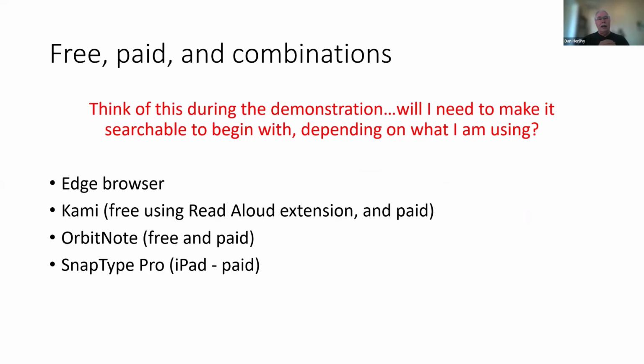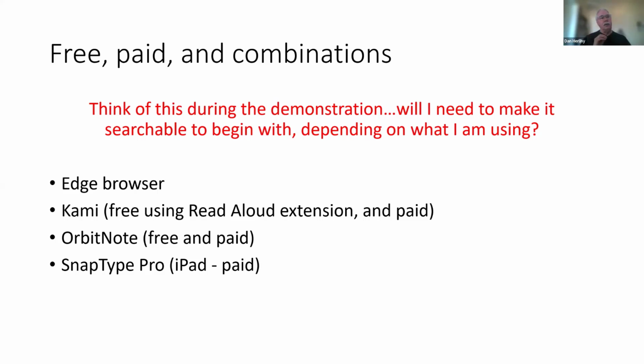Let's take a look at what I might be using in the classroom for having some of this read aloud. So we're going to look at 3 different programs, actually 2 right now. We've looked at the Edge browser, and I demonstrated having it read aloud and also using their text tool to be able to go ahead and type on it. We're going to look at Kami and Orbit Note. We'll talk about the free and paid versions, and then we'll talk a little bit about some combinations.